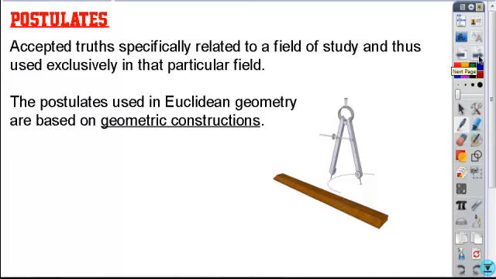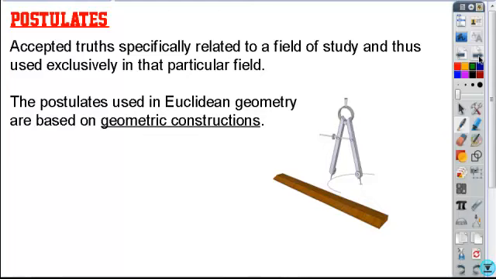Postulates, just like axioms, are the assumptions that have to be accepted. However, postulates relate specifically to a field of study. The postulates that we'll go through are related specifically to geometry, and they apply only to geometry. So postulates are more exclusive in that way. They apply only to the specific field for which they're postulated.